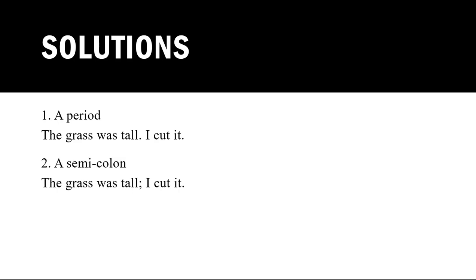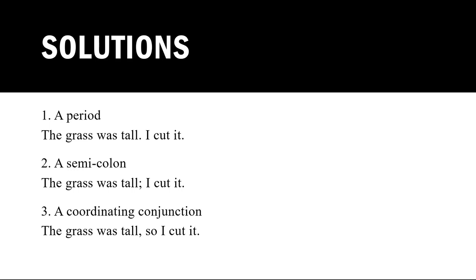So how do we fix these errors? The first solution is to put a period between these two. However, you can also put a semicolon. But if you'd like to show the relationship between the two independent clauses, you could put a coordinating conjunction. And in this case, the second independent clause is showing effect, so I added so, which is one of the fanboys.